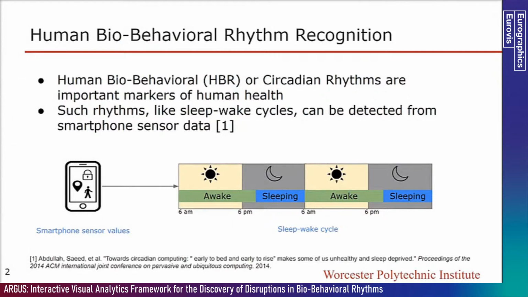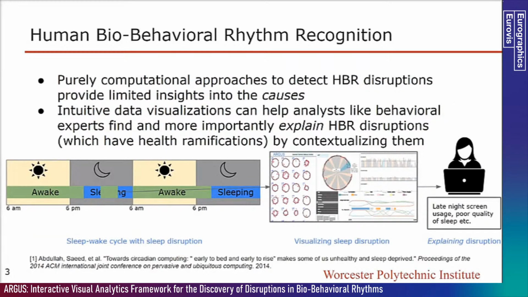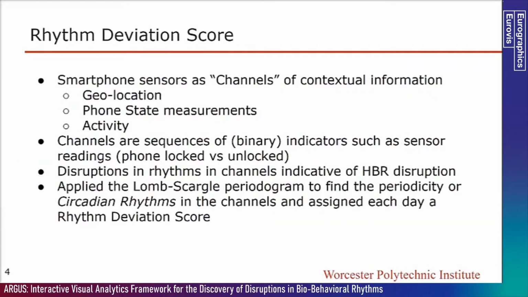Context-aware computing, in which a device like a smartphone makes inferences about your context, that is, your location, activity, etc., has the potential to improve healthcare. Biobehavioral or circadian rhythms that represent how regularly people perform activities such as sleeping are important health markers. Such rhythms and their disruptions can be detected using continuously collected smartphone-sensed data. While computational models are able to sense behavioral disruptions, they provide little insight into their causes. Representing smartphone-sensed rhythms using intuitive visualizations can help analysts like behavioral experts explain disruptions in them which have health ramifications.